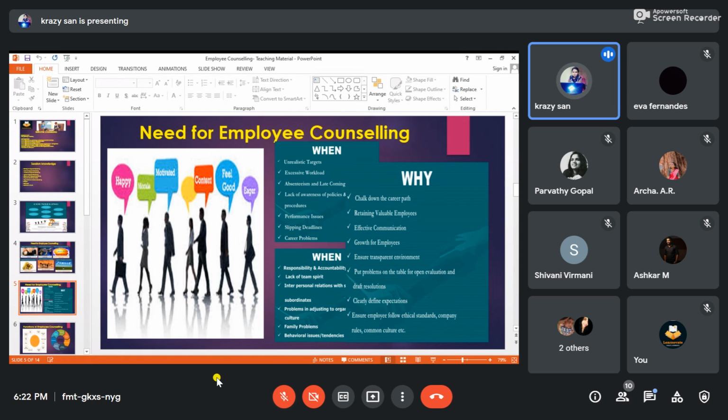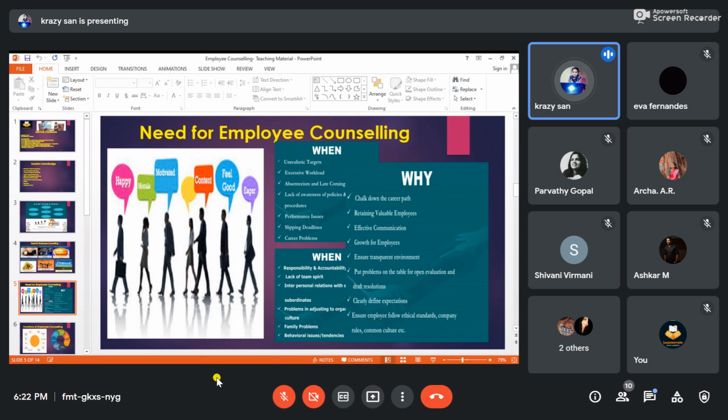Even what they do is they try to avoid responsibility and accountability. They do not team up with the team. I mean, the spirit of a team is lacking in them. They do not try to interact interpersonally with any of their subordinates. The problem is adjusting to organization culture and family problems. Such things can be there, because of which an employee needs counseling.